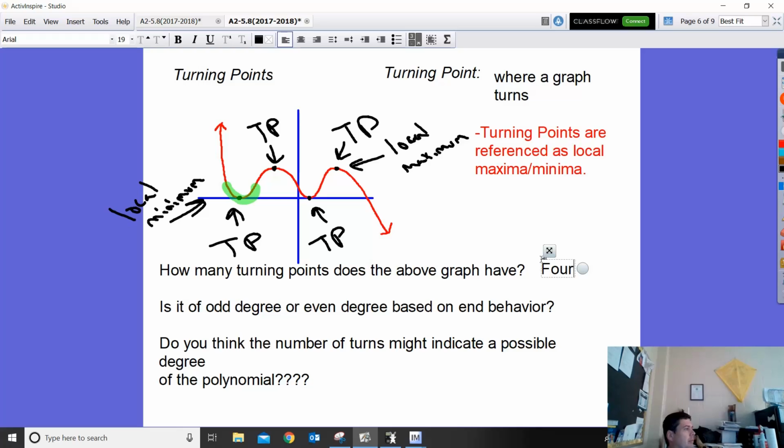The first thing we talked about today was end behavior. So let's answer that question. Based on how the ends behave, is it of even degree or odd degree? Odd. Evens start and stop their days the same way. This is odd.